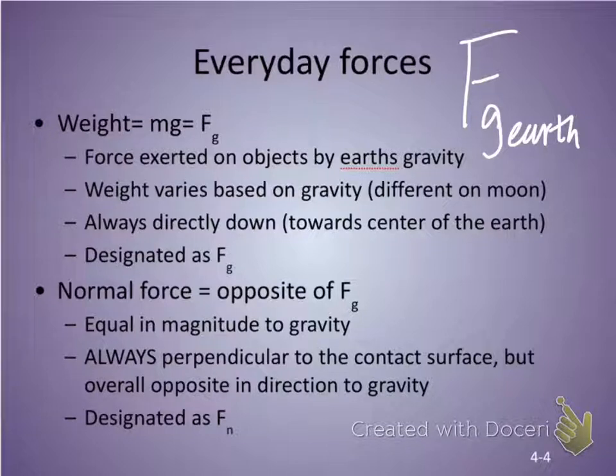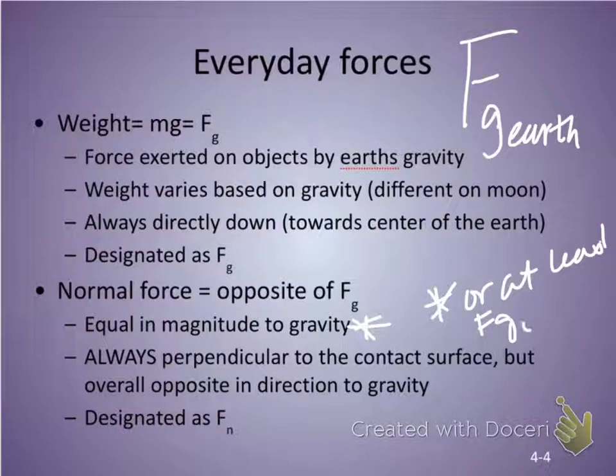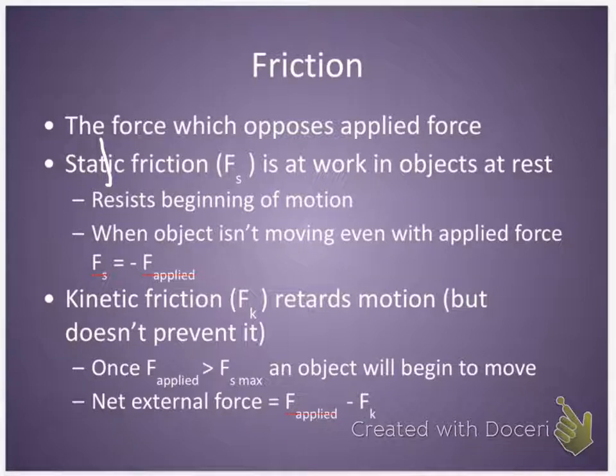You know this. We've been doing this. It's generally equal in magnitude to gravity, and we should put a big asterisk there, which you already know, or at least F sub g y. So there are instances where normal force is equal to the whole of the force of gravity, and instances where it's only equal to a portion of the force of gravity. It's perpendicular to the contact surface, but it's in opposition to the direction of gravity. So these are nothing new. We've been working with them. This is the one that's a little bit new.